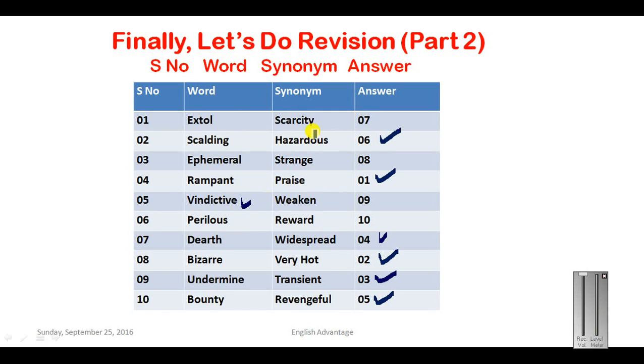Dearth means scarcity, or lack of something, or paucity of something. If something is bizarre, it is very strange and peculiar in nature. Undermine means to weaken, to make something weak, and the opposite of this word is to consolidate or reinforce. Bounty means reward. So that is how you have revised at least 150 words. You have learned 150 very good high frequency words through this video tutorial.